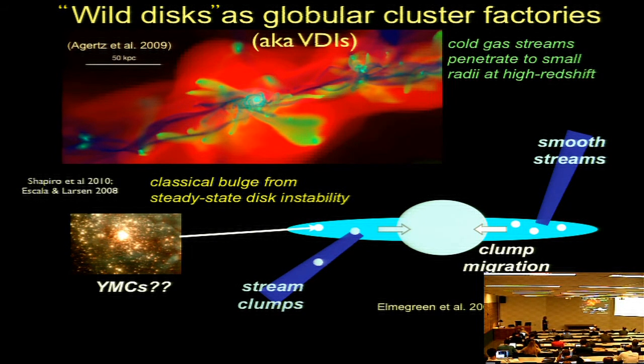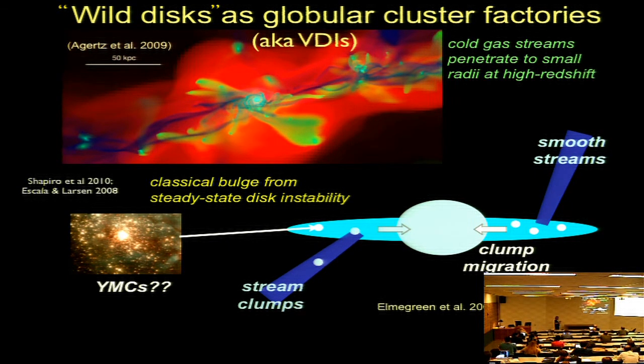The other thing that we can do is to use our globular cluster and starlight data to compare to cosmological simulations. I like to call these things wild disks, and I know that Avishai doesn't like that. He prefers the VDI, so I put that in for Avishai, but I like wild disks. These are the turbulent disks that are observed and are also seen in the cosmological simulations that Avishai and his group work on. These are turbulent disks at a redshift of 2 or so that are fed by cold flows from the cosmic web.